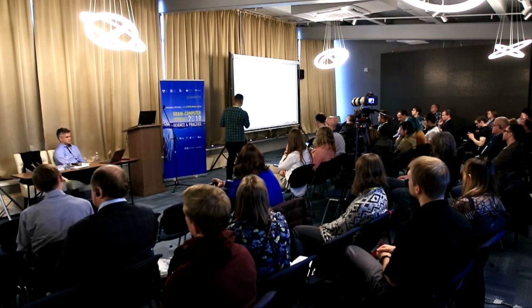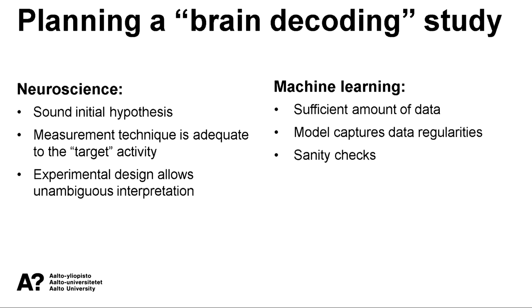Basically, I would like to start with what would you do? Planning a brain decoding study takes a lot of informed choices, preferably during the planning stage already. Ideally, that would be two people doing this job: one a neuroscientist that would make sure that the initial hypothesis is sound, that the measurement technique is adequate to the type of the activity that you want to measure, and then finally, that the experimental design allows unambiguous interpretation.